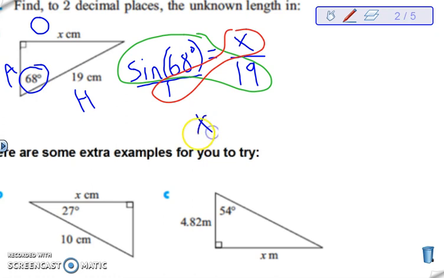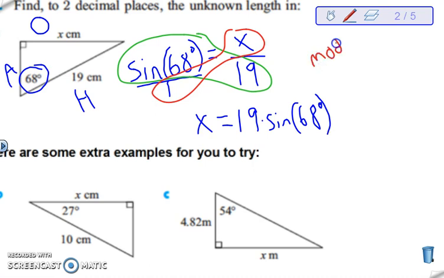So x times 1 gives me x. 19 times the sine of 68 degrees is something that I need to approximate in my calculator. I want to make sure that since I'm dealing with degrees, the calculator is set to degree mode. Right? So make sure that you go to mode and highlight degrees. All right, so if I do that, type it in just as I see it, I should get 17.62.